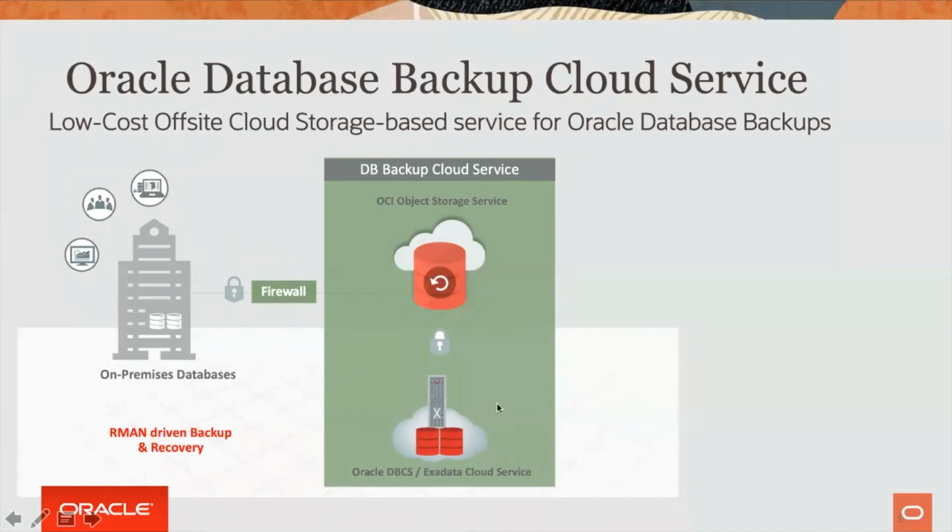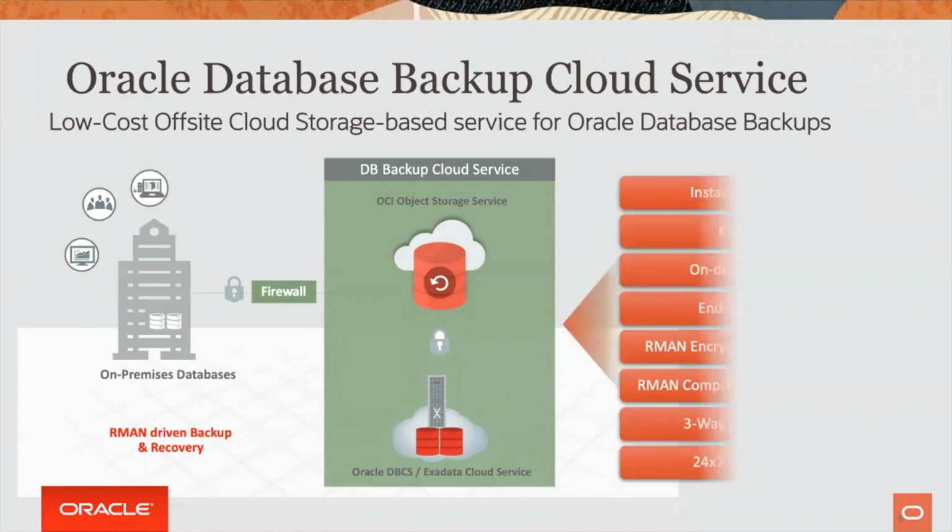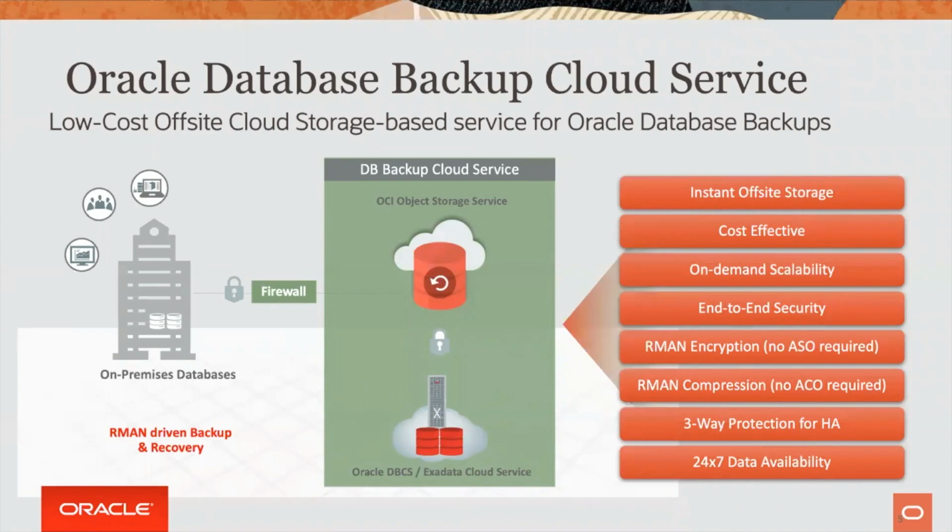It's a backup service. It's a combination between the database backup cloud module, which is an RMAN SBT library that lets RMAN send backups directly into the cloud, and the object storage cloud service. So it's made of two components: the database backup cloud module that you install on the database you want to back up, and the OCI object storage service.